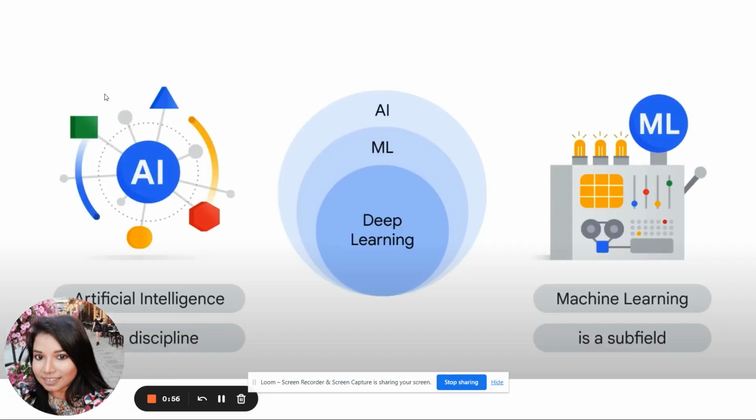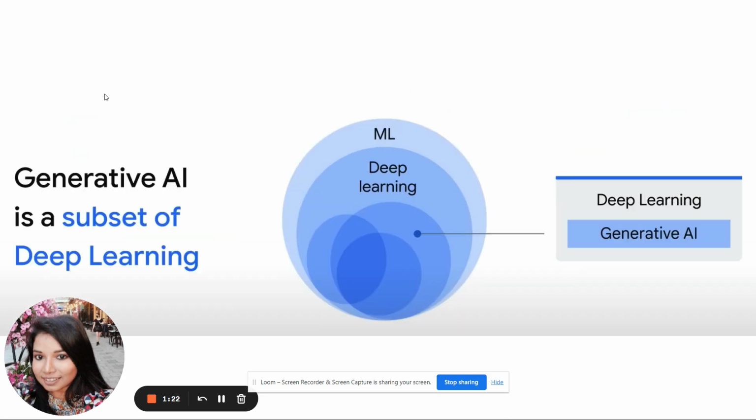Now, when we think about generative AI, it is also an AI, and there is confusion whether AI and machine learning and deep learning are all the same. So the answer is we consider AI as a discipline, and machine learning is a subfield of this discipline, and deep learning is a subfield of machine learning. And now the new addition to the family is generative AI. So generative AI is a subset of deep learning.